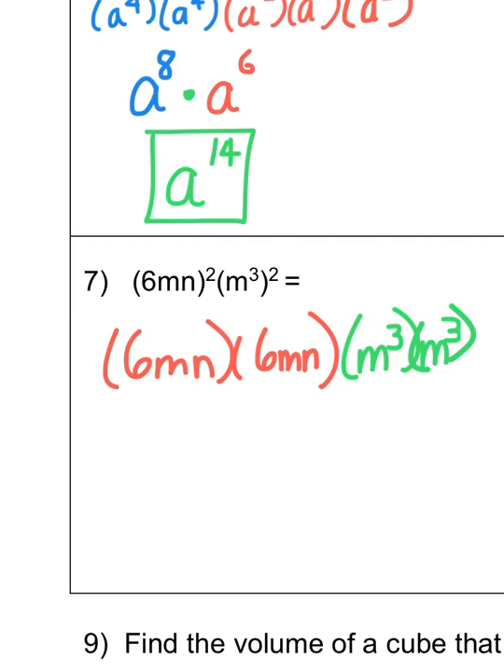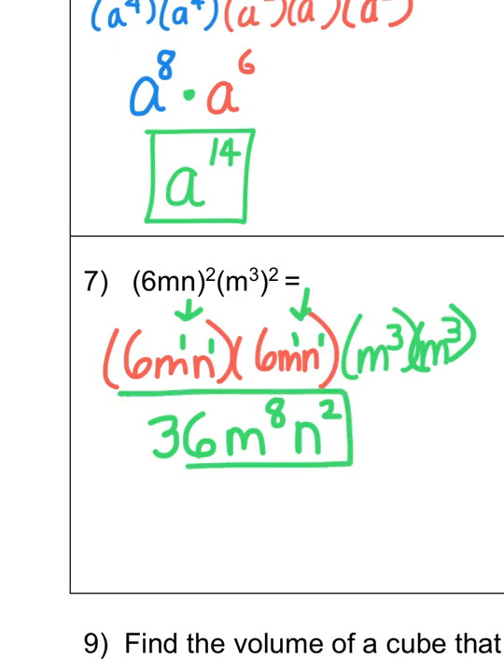If you choose to stamp it out, one thing I want you to remember is that these have an understood exponent of 1. So we'll multiply the coefficients. 6 times 6 is 36, and add the exponents. This is where Algebra 1 students really make mistakes because they forget about these exponents of 1. So we have 1 plus 1 plus 3 plus 3. That would be an exponent of 8. And then the base of n, we have 1 and 1. So that would be n squared. Please box your answer.